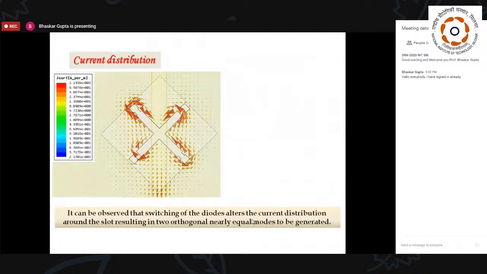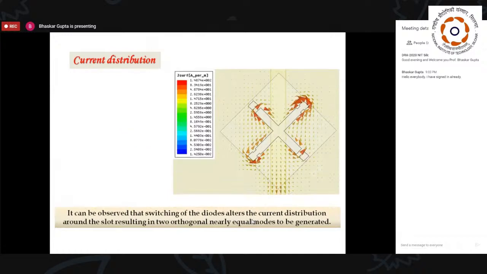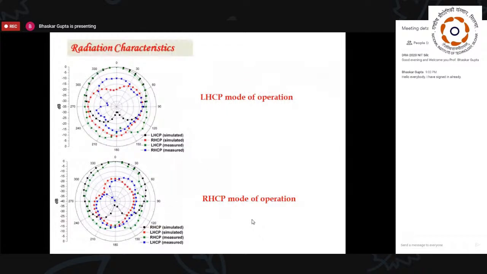Well, what I explained is written here. It's observed that switching the diodes alters the current distribution around the slot, resulting in two orthogonal, nearly equal modes. Nearly equal, of course, because the slot lengths of the arms are nearly equal. This way, the currents are rotating surrounding the slots. See that and see this. It can be observed that switching of the diodes alters the current distribution around the slot, resulting in two orthogonal modes nearly equal in amplitude. So our work is done.